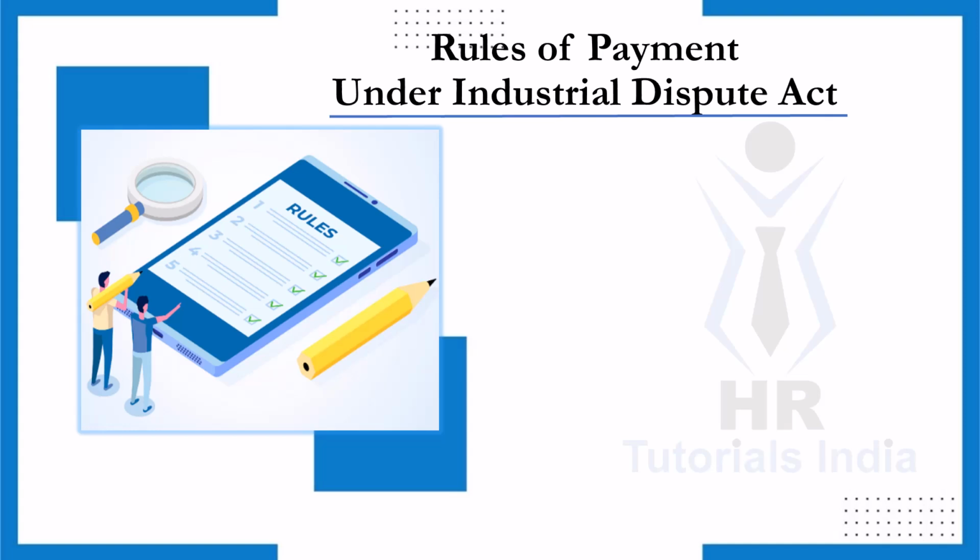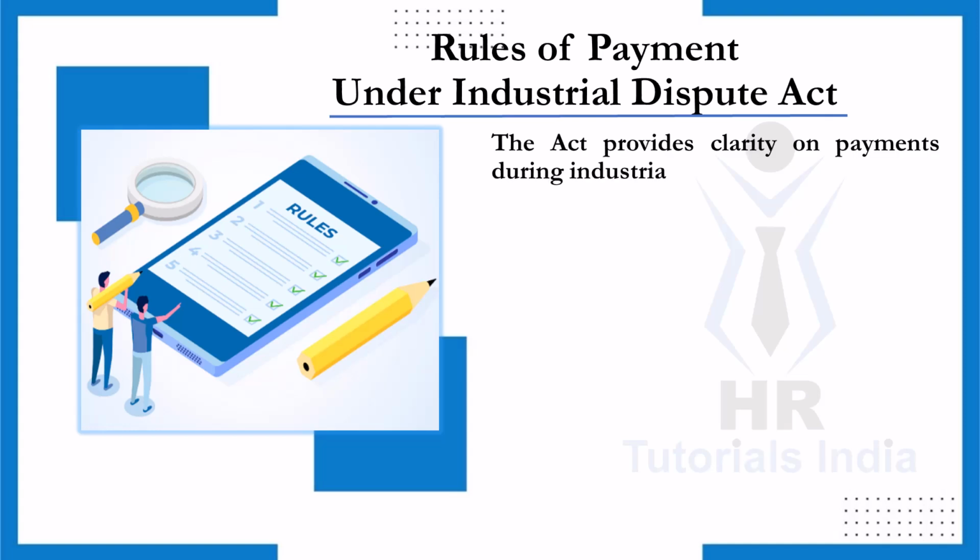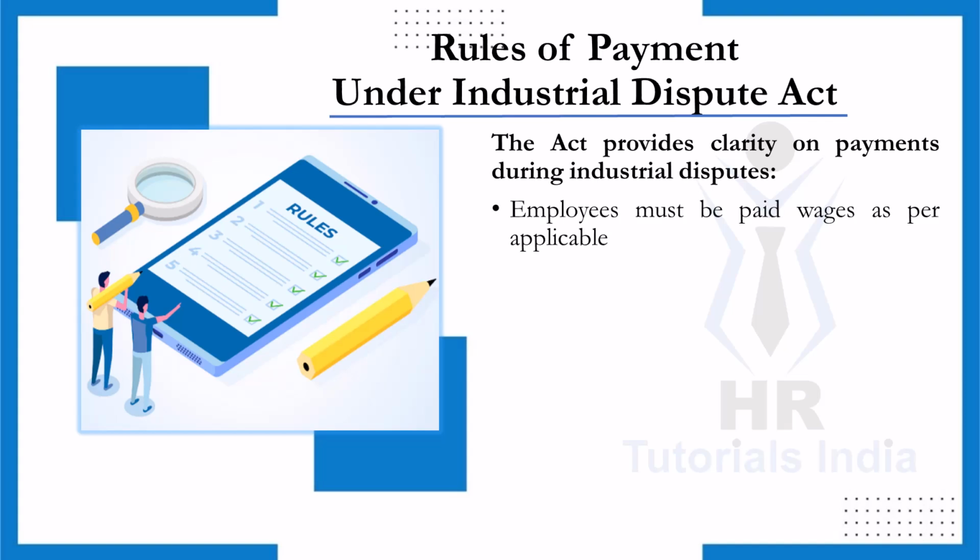The Industrial Dispute Act 1947 lays out specific rules regarding payment to employees during industrial disputes to ensure fair treatment and financial security. These provisions are designed to protect workers' rights and maintain trust between employees and employers during periods of conflict. The Act provides clarity on payments during industrial disputes. The Act mandates that employees should continue to receive their wages in accordance with the applicable labor laws throughout the period of dispute until it is resolved.